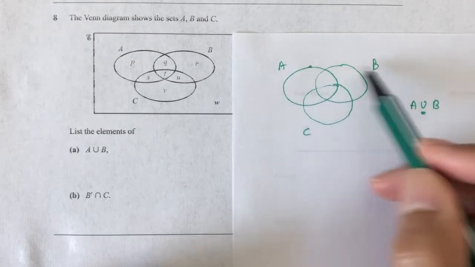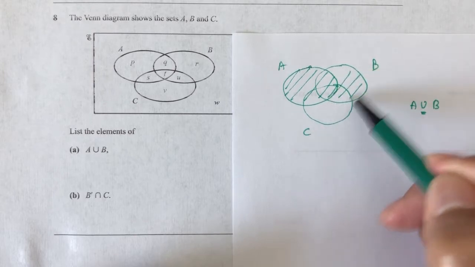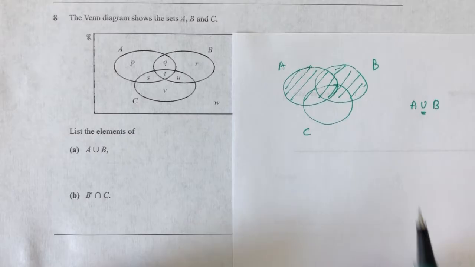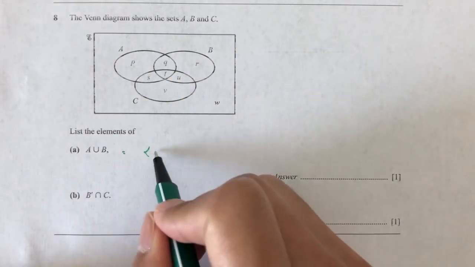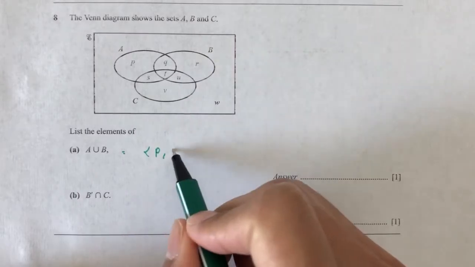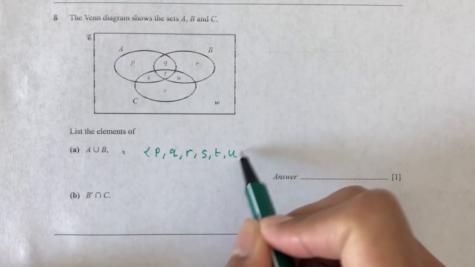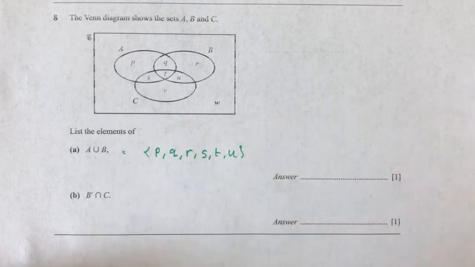So A and B will be these two. So what are the elements in this and this? Let's find out. So here we have the elements P, Q, R, S, T, and U. So those are the elements in A union B.